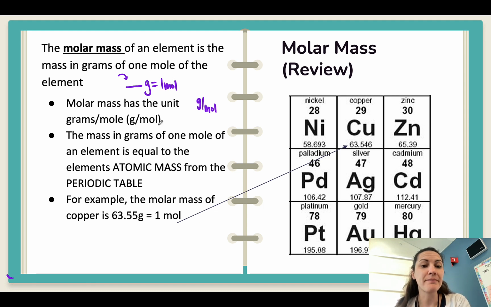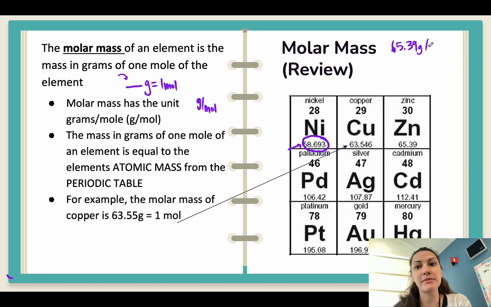Okay. What's really helpful for us is that the molar mass is equal to the average atomic mass from the periodic table. So if you look on the periodic table, you remember that decimal number that we've been referring to as the average atomic mass. That is the same thing as the molar mass. So you can look on the periodic table, look for the decimal number, and you can identify what the molar mass will be.